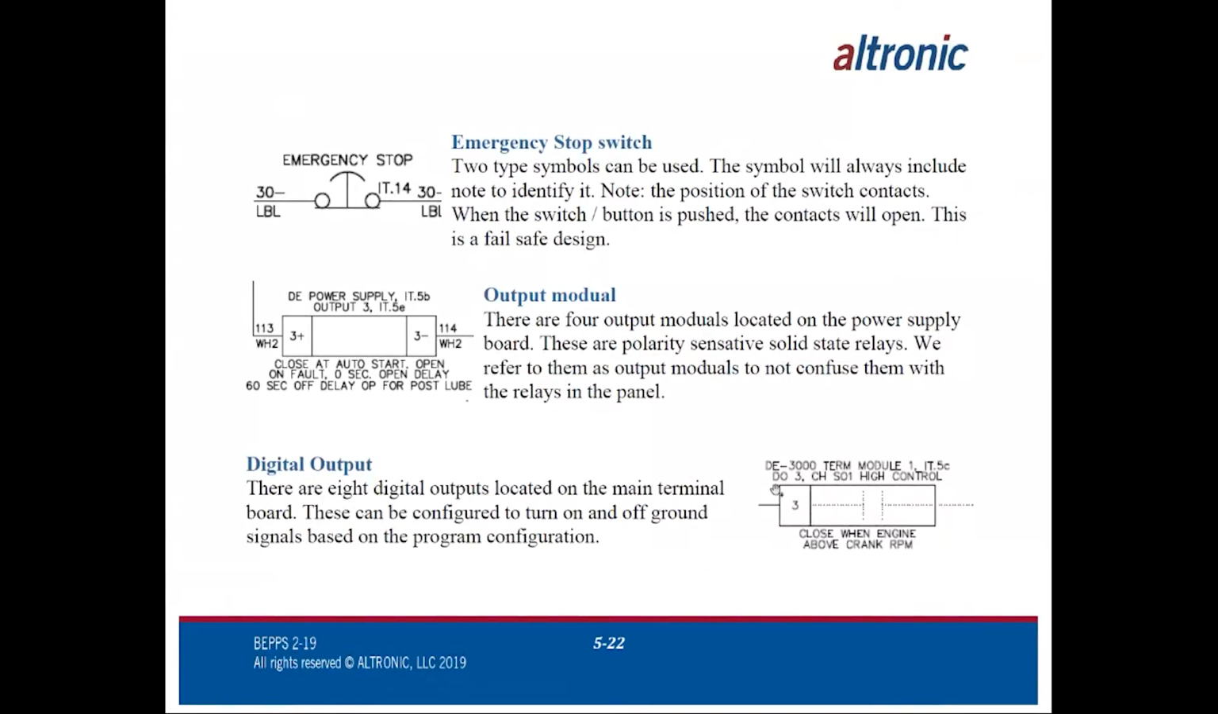But in reading the schematic and in reading the notes in the schematic, digital output 3, which is what this is linked to, channel SO1 high control set point. So now we know exactly where to go and what to edit if it's not happening inside the program or through the keypad of the DE3000.